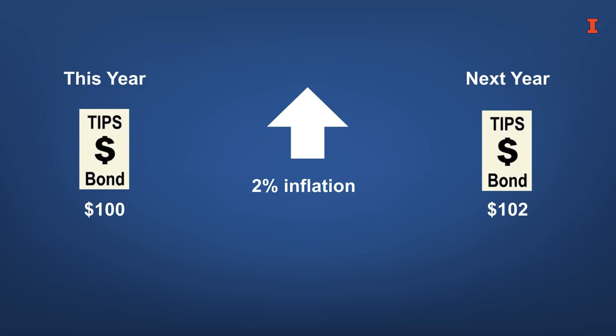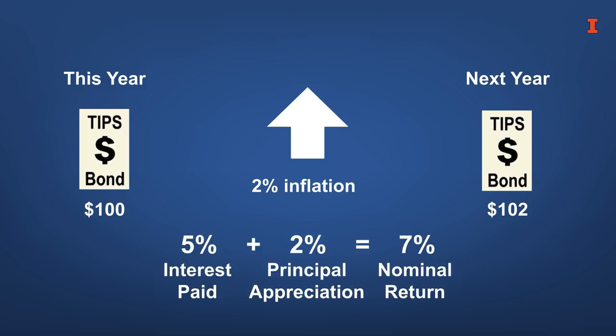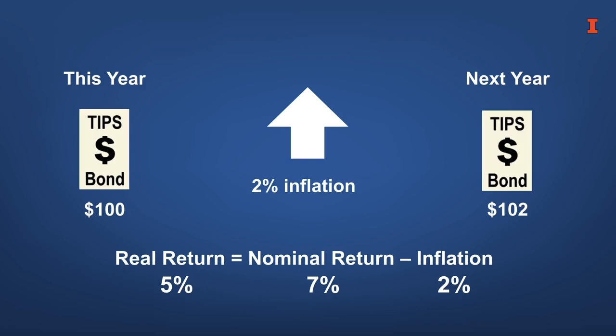What is the return on the bond over the year? The total nominal return is the 5% interest plus 2% principal appreciation, so 7% in total. What about the real return? Remember the Fisher equation? The real return equals the nominal return minus inflation. Well, the 2% principal appreciation offsets the 2% inflation, so the real return is 5%. TIPS are designed to give a constant real return.